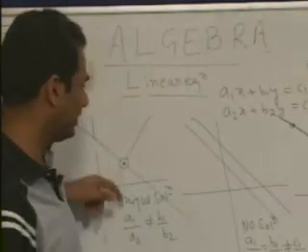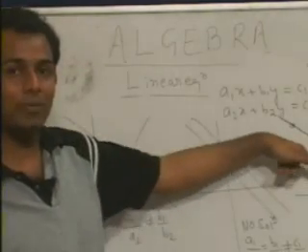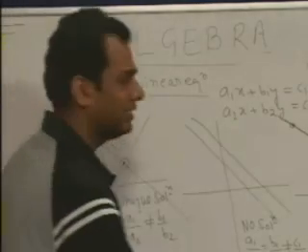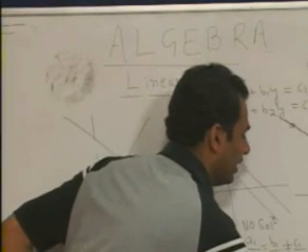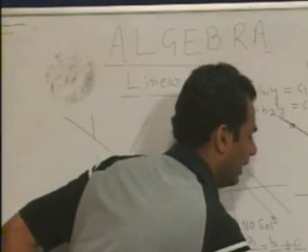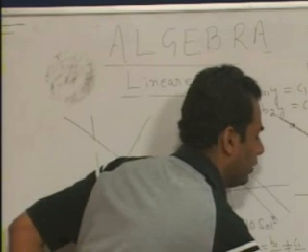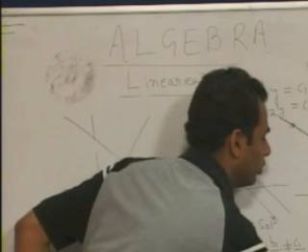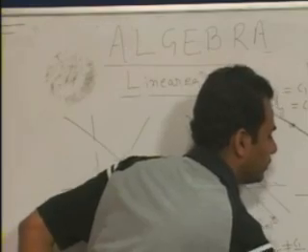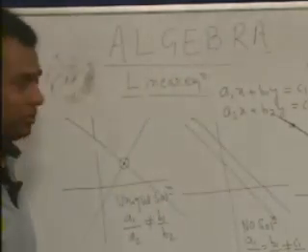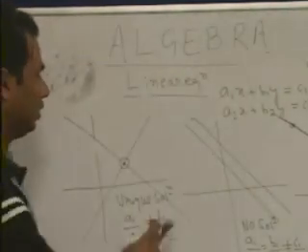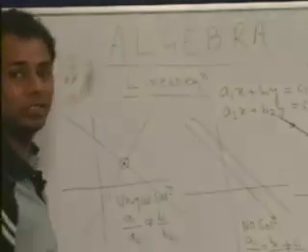So these are the three conditions: unique solution, no solution and infinite solution. And for the condition to be an infinite solution, A1 by A2 is equal to B1 by B2 is equal to C1 by C2. So these are the three different conditions: unique solution, no solutions and infinite solution.